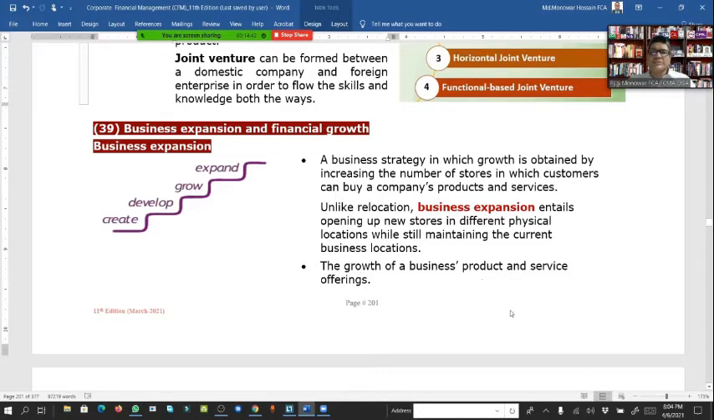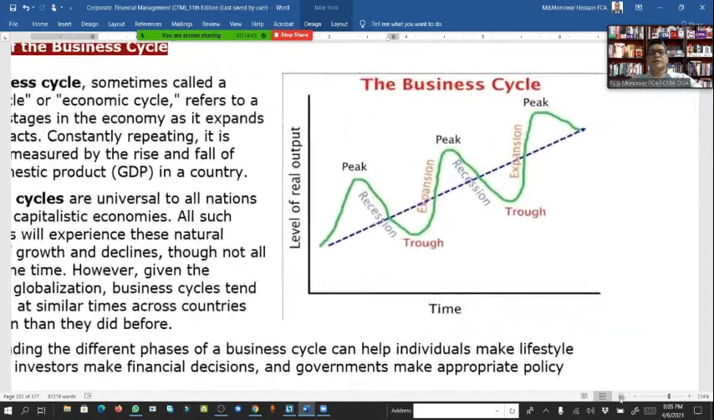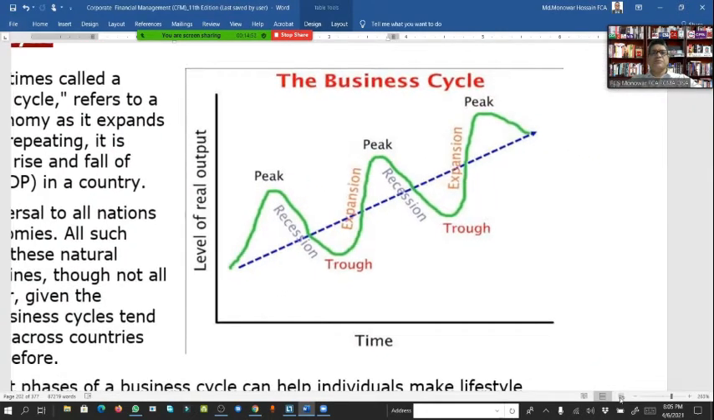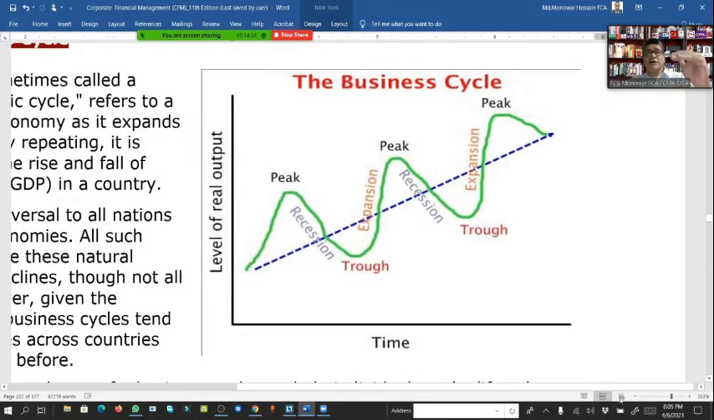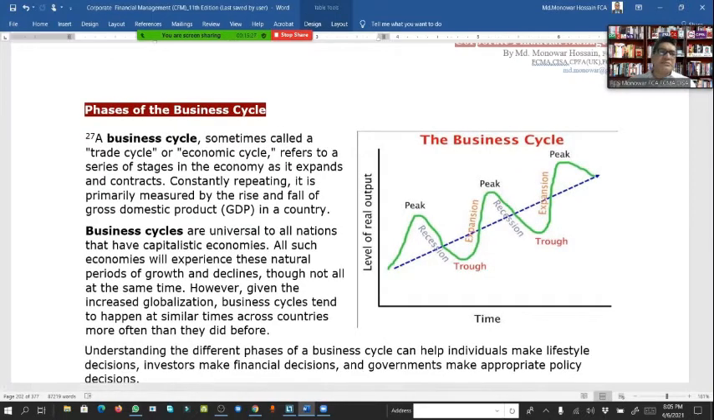So here, growing of business, product and service offering, and sometimes the phase of the business cycle. We know there are business cycle steps. Every business sometimes has a peak hour, and also goes down. If we see here, the timeline is at the bottom and the level of real output on the left side. A company starts, then sometimes goes for peak and then down again, peak again, this way. At one stage of time, the company goes for new expansion. Otherwise it cannot survive, or market share may be lost.